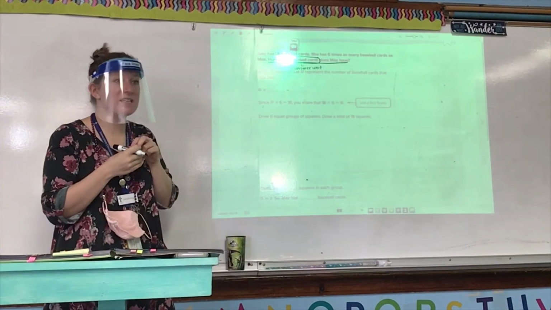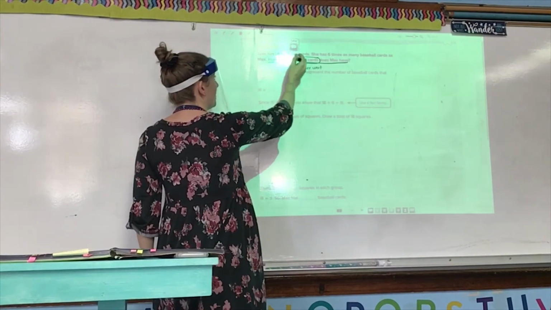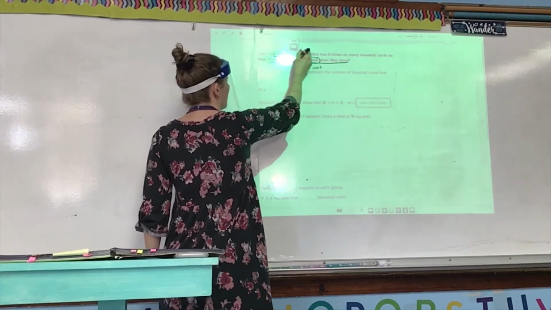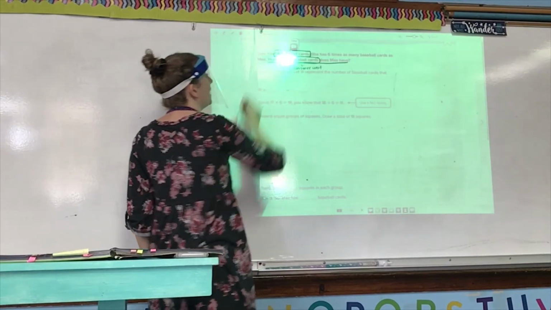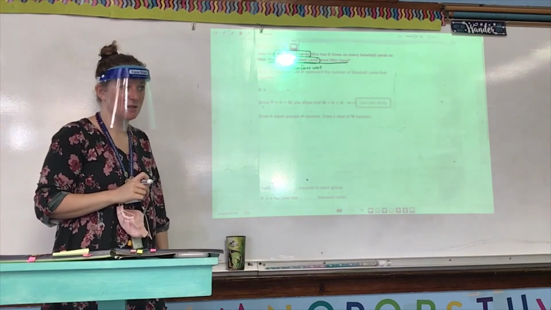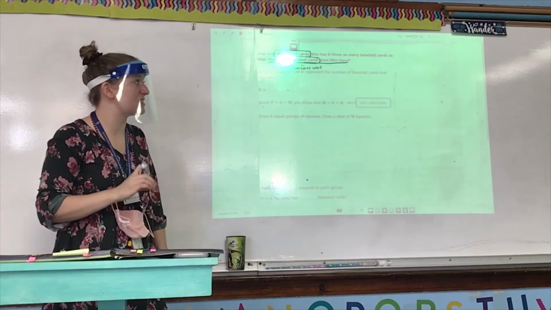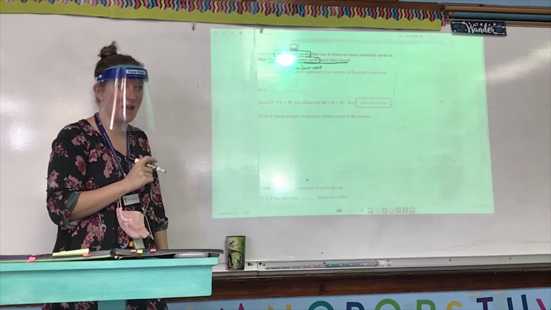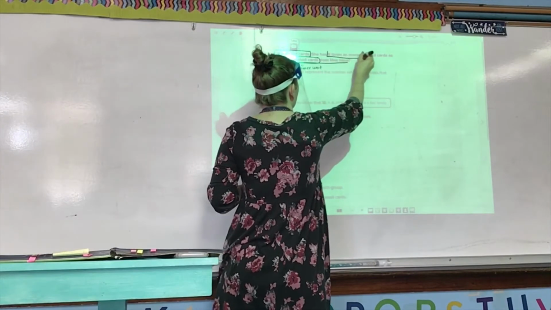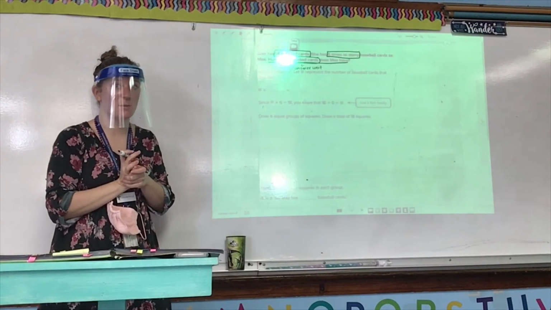Jess has 18 baseball cards. Well, I see my answer unit, baseball cards. I see a number before it, so that means one of my first important pieces of information is 18 baseball cards. The next sentence says she has 6 times as many baseball cards as Max. Well, I see the words times as many, and I see 6 before it, so I know 6 is my other important number.